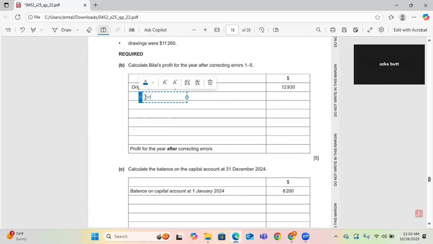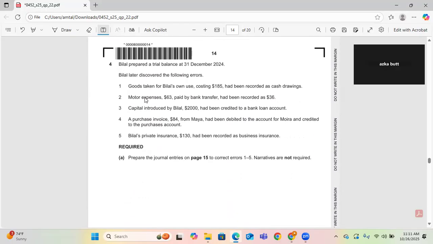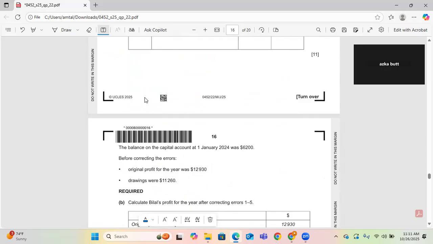So this is error 1, 185. Now let's see the next error. Motor expenses 63 paid by bank transfer had been recorded as 36. So basically the difference was 27, and now we increase the motor expenses by debiting it with $27. So it means that the expenses will be decreasing the profit. That's why we will be decreasing the 27 from here.